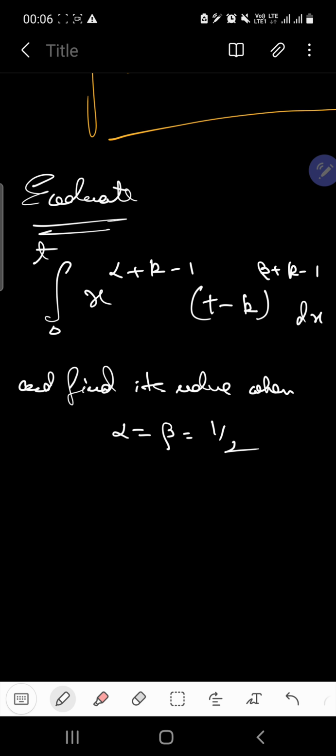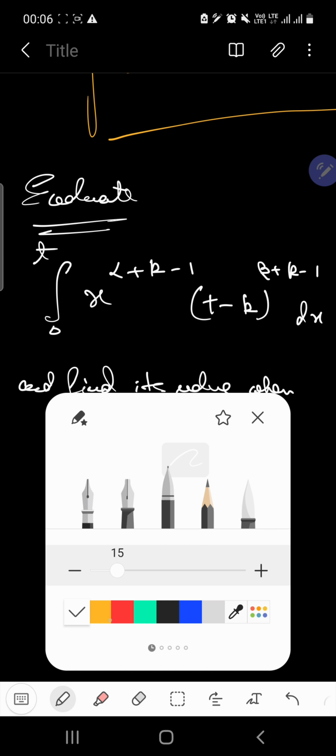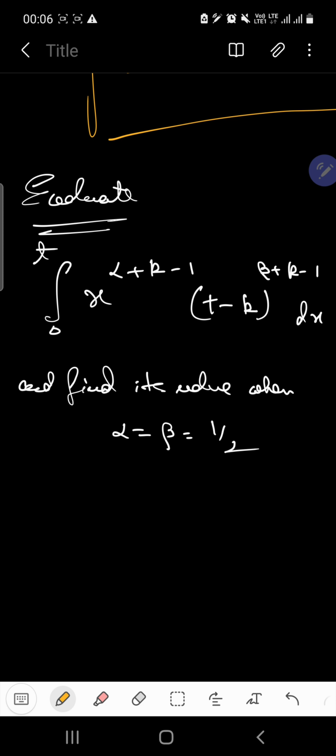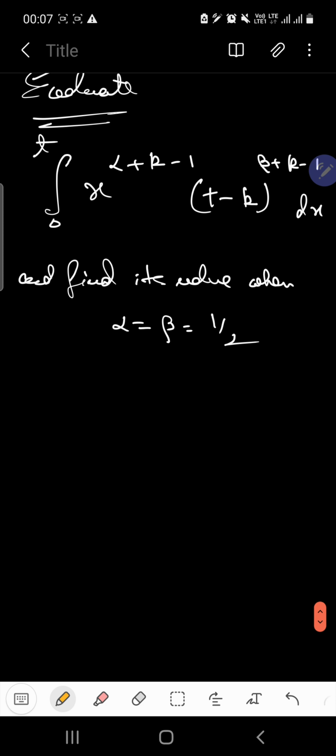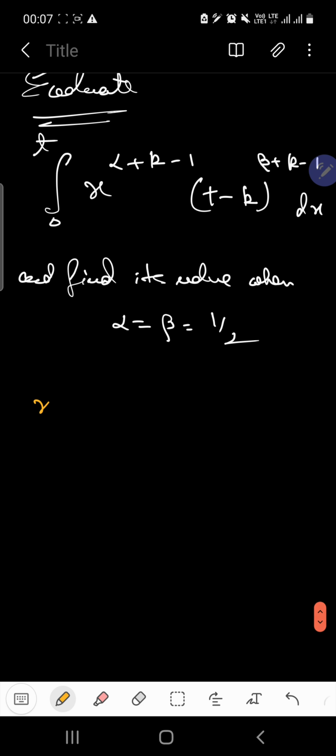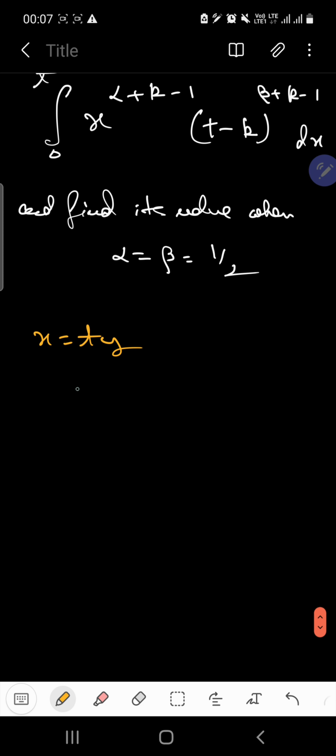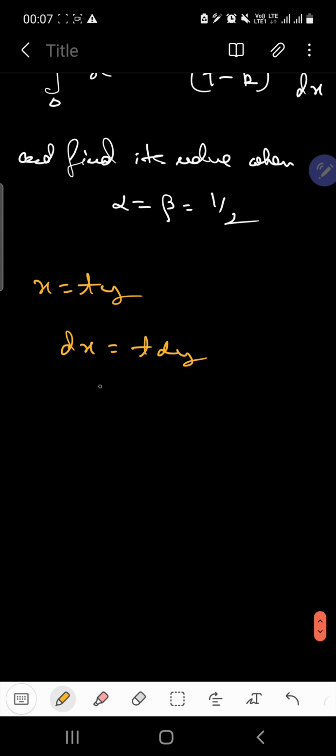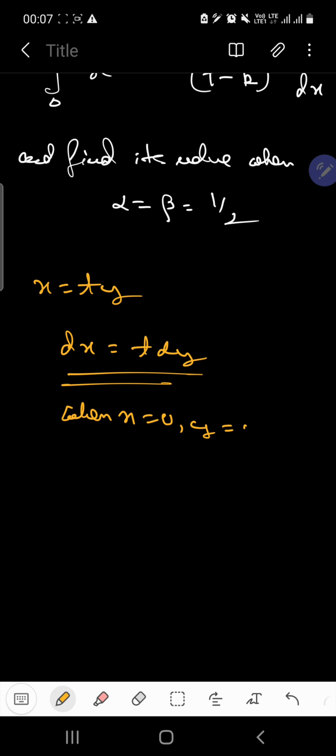Clear? So how are we gonna solve this problem? I hope the question is clear. Okay, so let's see how to solve this problem. We take substitution x equals t y. From here we get dx equals t dy. Clear? Let's check the limits. When x equals 0, y equals 0, and when x equals t, y equals 1.